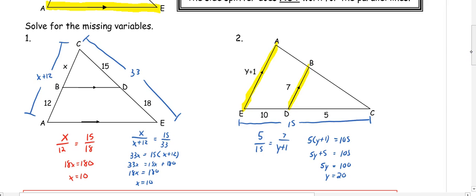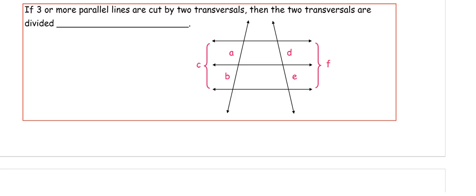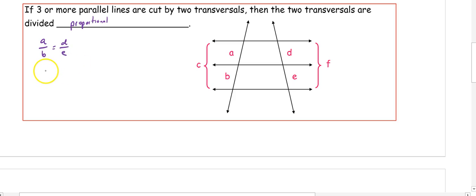More general than side splitter, we can use it for parallel lines. If 3 or more parallel lines are cut by 2 transversals, then those 2 transversals are divided proportionally. Now, there's a couple of different proportions we can set up. We can do side splitter, so we can say AB is equal to D over E, or we can do a piece and the whole length. So we could also do AC is equal to D over F, or BC is equal to E over F. It's just going to depend on what variables and numbers you have there to solve.